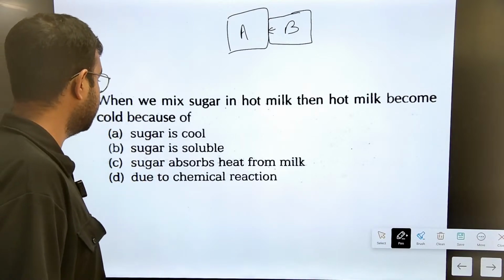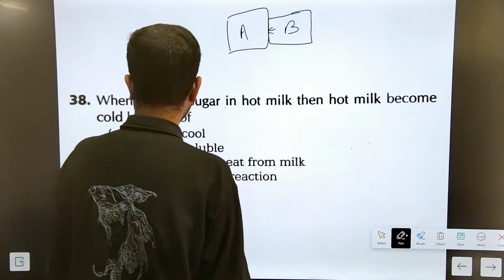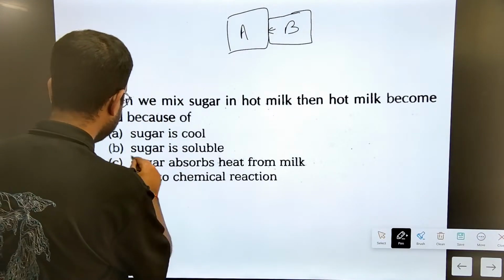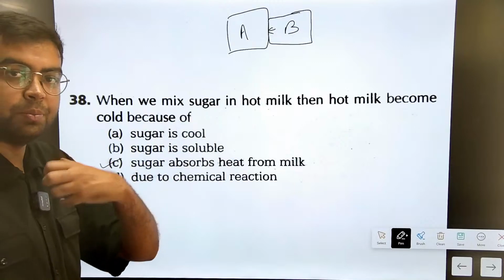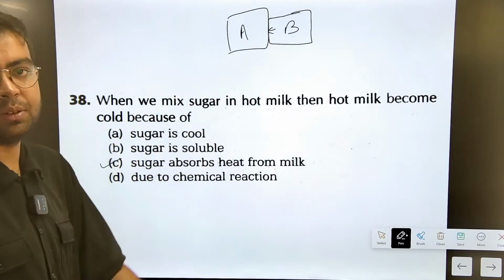So the correct answer, क्या है? What will happen here? इसका रीजन क्या है? Why does the milk become cold then? The milk becomes cold because option C, sugar absorbs heat from the milk. Why? Because sugar was colder than milk. Sugar had a lower temperature than milk.